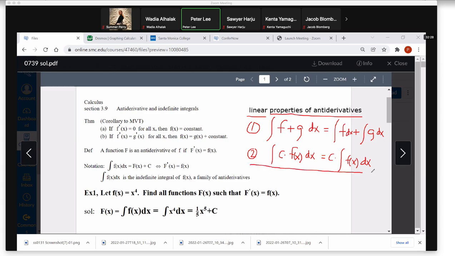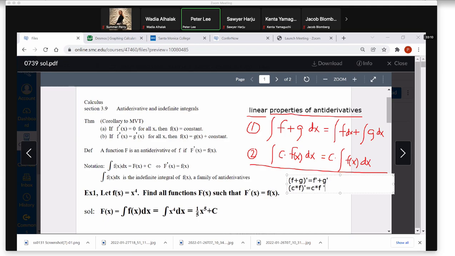Now let me write down the other properties here. These two properties right here: f plus g prime is equal to f prime plus g prime. And we also have c times f prime is equal to c times f prime.